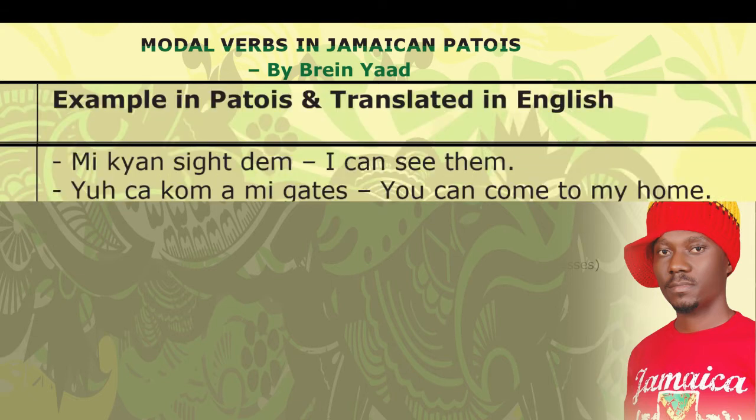Under example, somebody says, me can sight them, meaning I can see them. And two, you can come a me gates. Gates is somebody's home, yard, your house. So you can come a me gates, meaning you can come to my home.